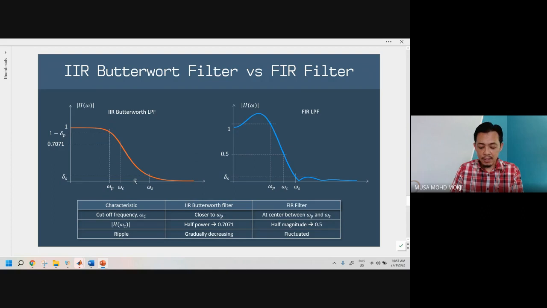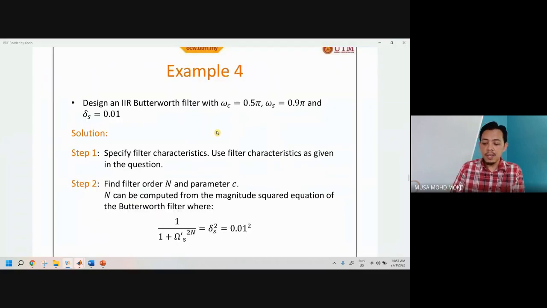And if you have a specific filter order, what will be the transition bandwidth? This is actually example 4, which is reverse. If we need this transition bandwidth, what will be the best filter order? The question is actually reverse.